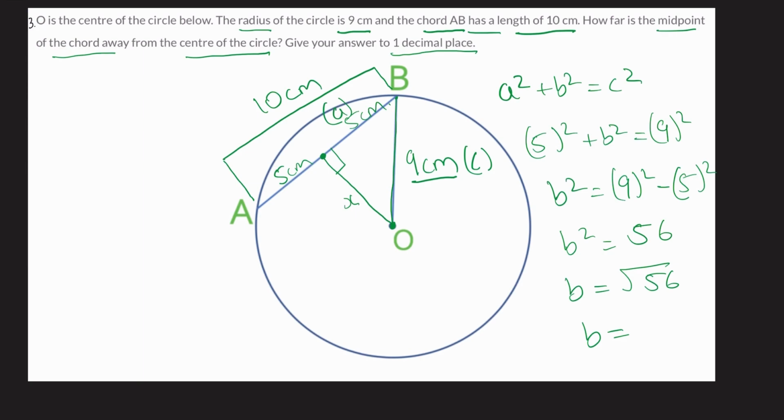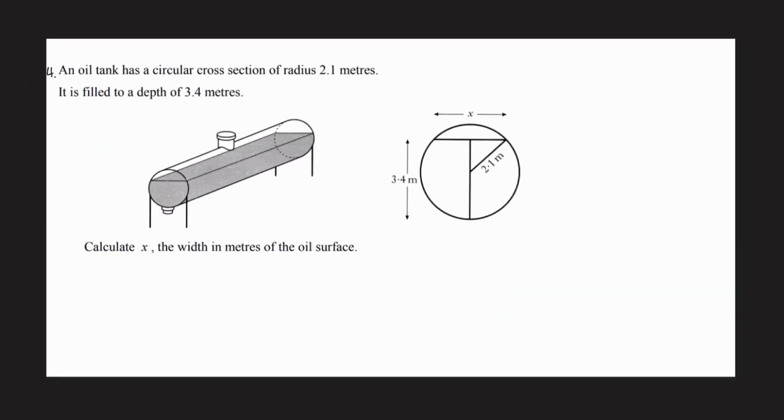the square root of 56, which gets us 7.483 to 3 decimal places, but they want the answer to 1 decimal place. That means the final answer has to be 7.5 centimeters. And now moving on to the final question.